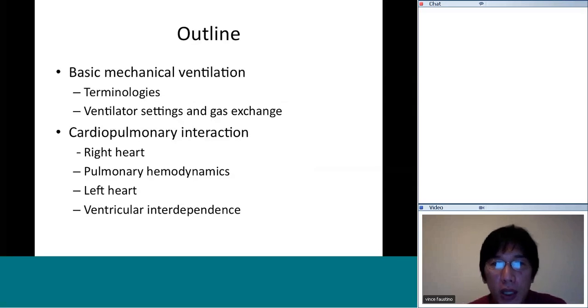So for today, we're going to talk about the basics of mechanical ventilation. I don't know how much ventilator management you do in your centers, but I'm just going to go over some of the terminology, some of the settings, and issues on gas exchange, which will be useful in the subsequent part of the lecture. And then we're going to talk about cardiopulmonary interaction. Specifically, we'll talk about the interaction of positive pressure ventilation on the right side of the heart, pulmonary hemodynamics, the left side of the heart, and the interdependence between the left and the right ventricle.